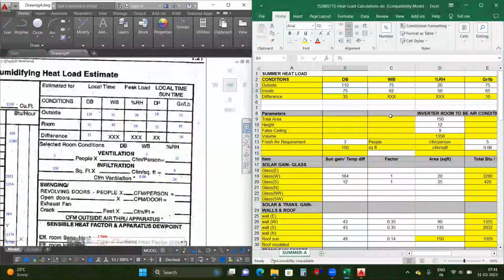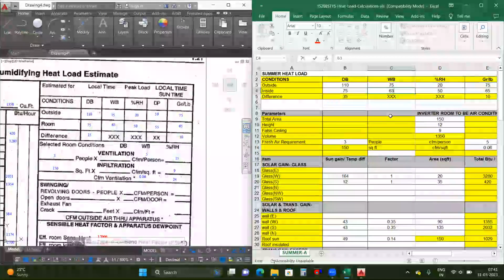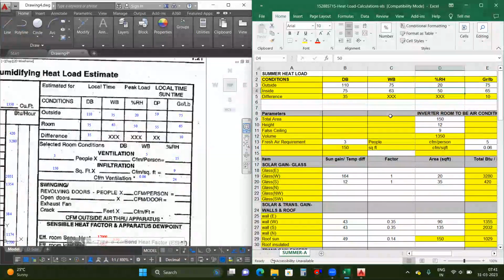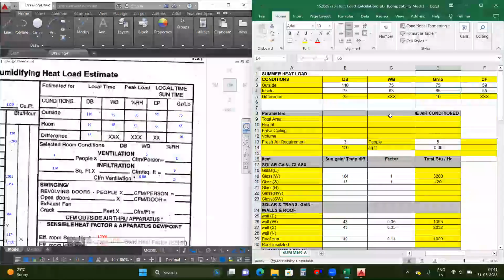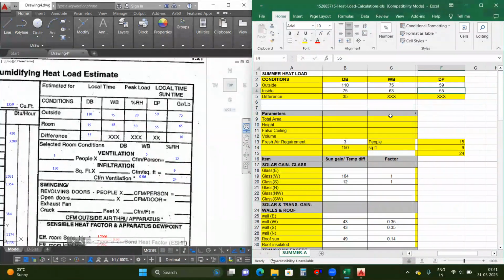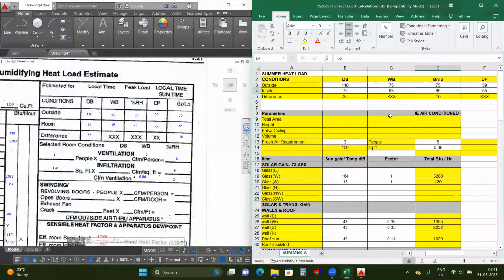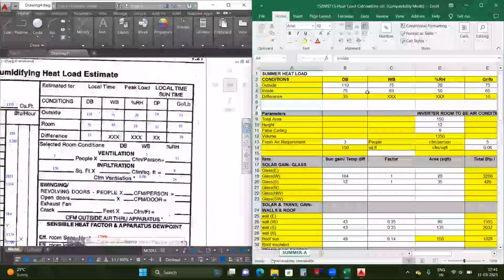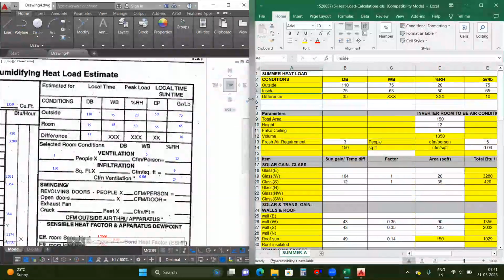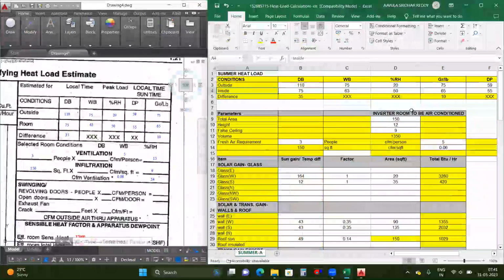So inside conditions: room dry bulb is 75 degrees and wet bulb is 63, RH is 50, humidity ratio is 65, and dew point temperature is 55. The difference will be calculated automatically here.